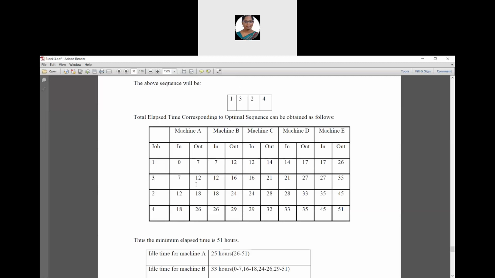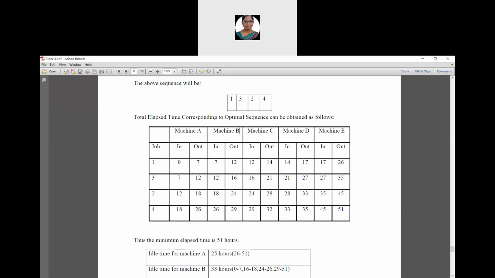So write this 12 here, and for the out value, we add in value 12 plus the processing time for the second job in machine A. It is 6, so 12 plus 6 is 18. So 18 here, and for the out value, the addition of the in value plus the processing time for job 4 in machine A, so we will get 26.